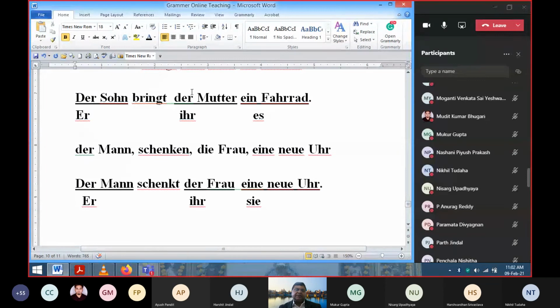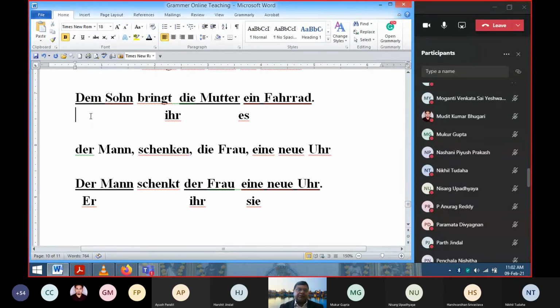Er for Sohn, ihr for Mutter, and es for Fahrrad. And if you are making, suppose, die Mutter and dem Sohn, the meaning has changed. The mother brings a bicycle to the son. Okay, so now what will be the appropriate pronoun now?